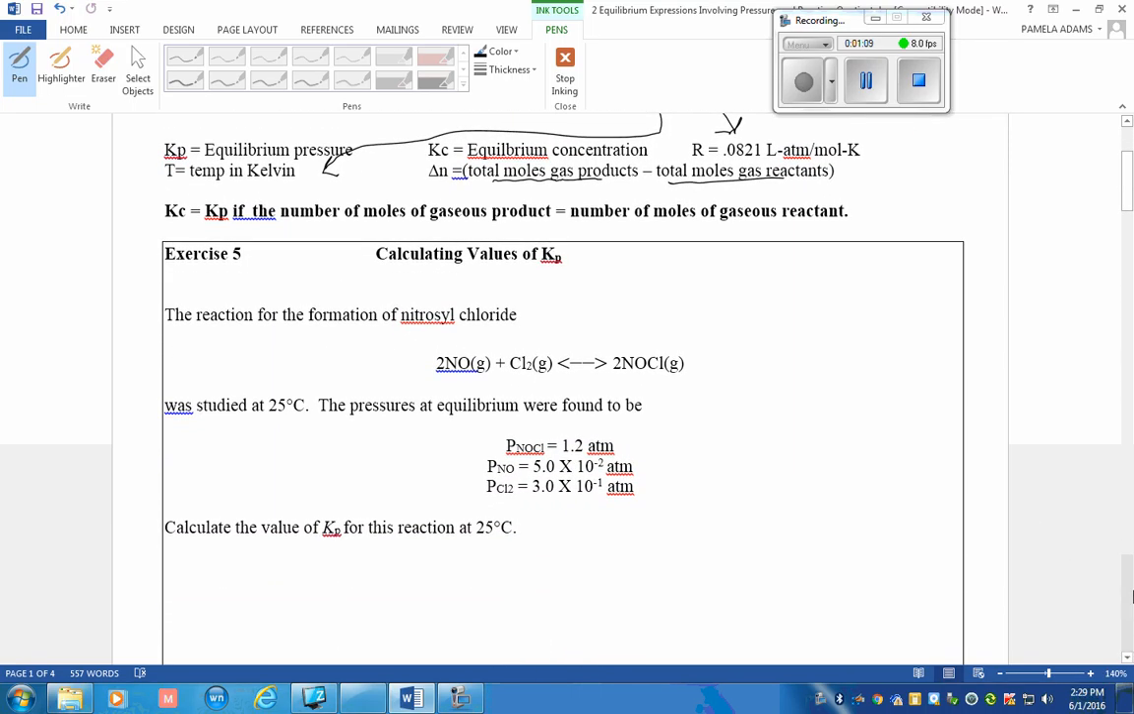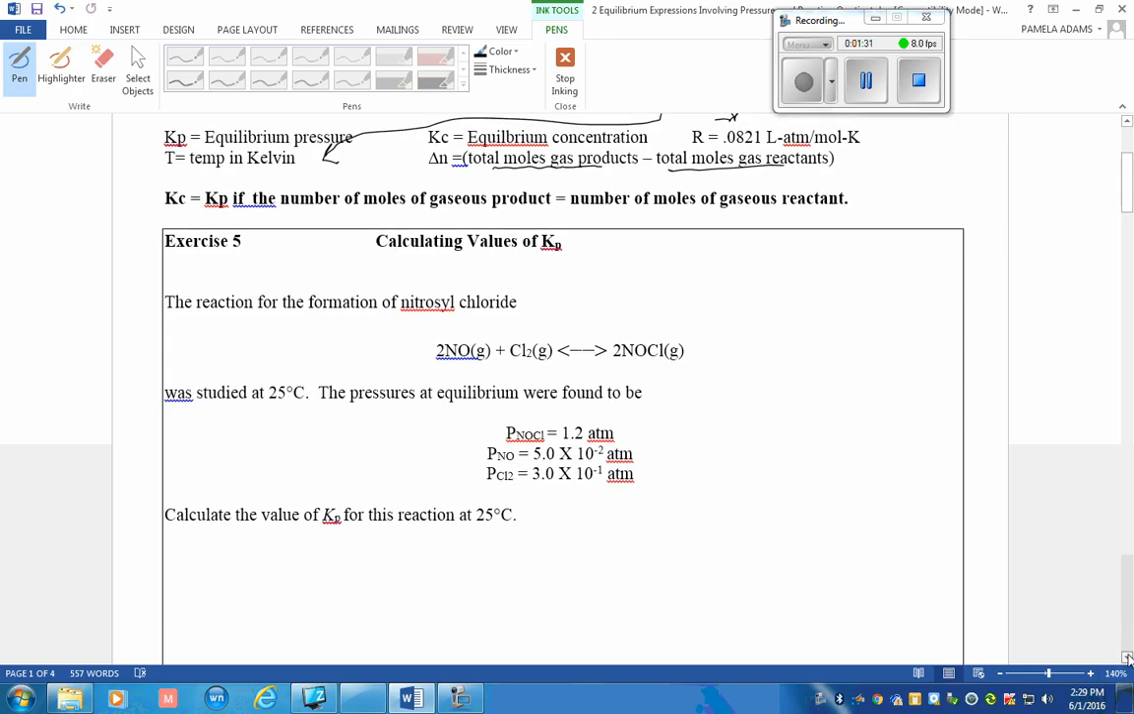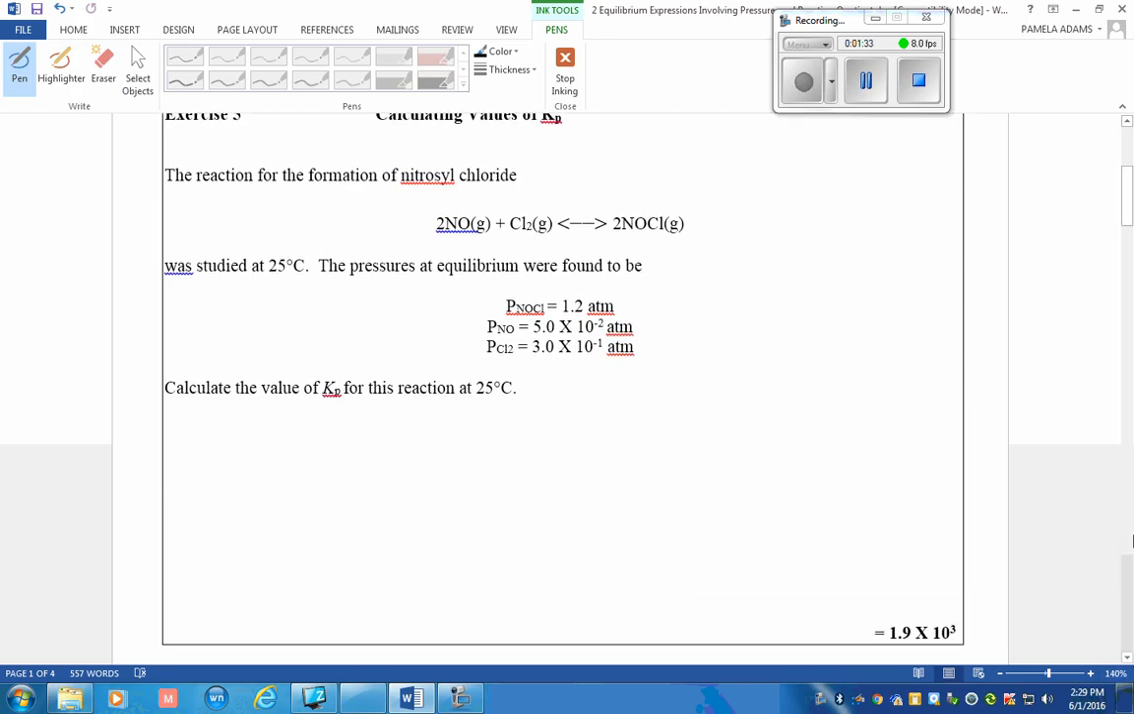So here we go, calculating the value of Kp. Here's the reaction of the formation of nitrosyl chloride. These two reactants form this product, and it was studied at 25 degrees C. At equilibrium, the values were found to be these pressures. Calculate Kp for this reaction.